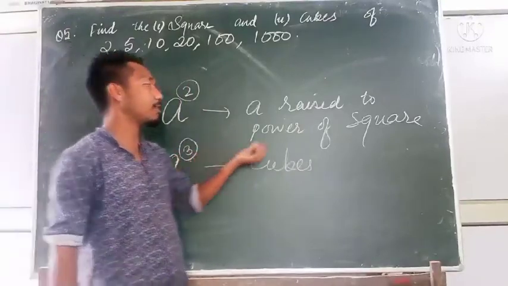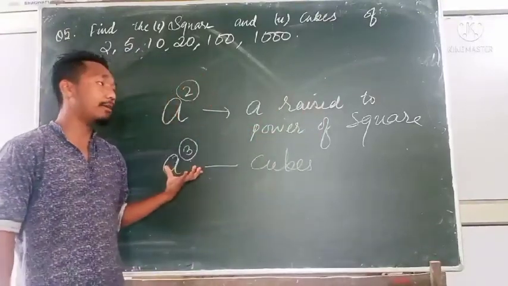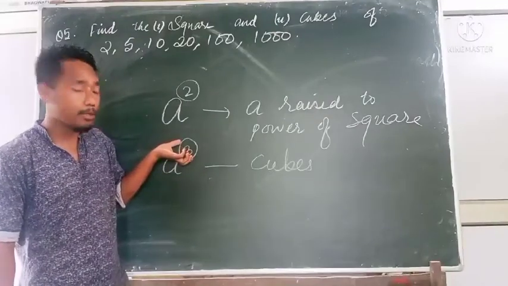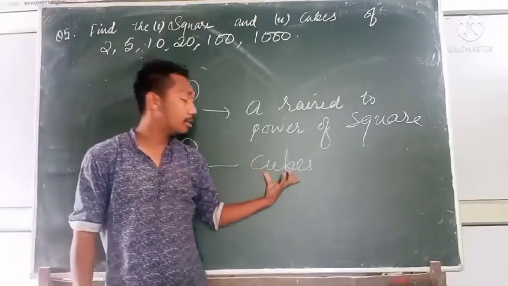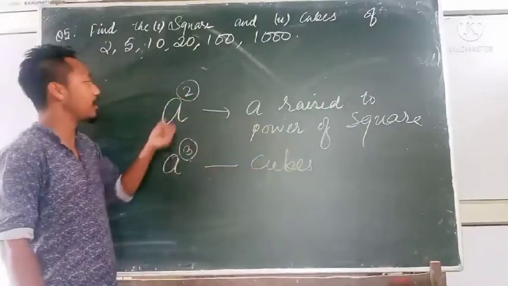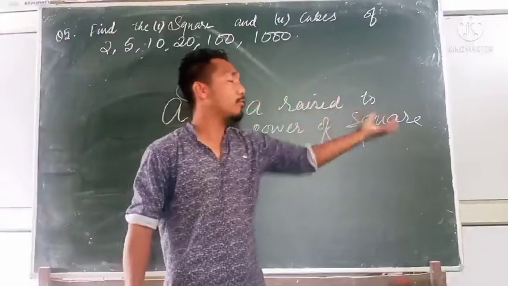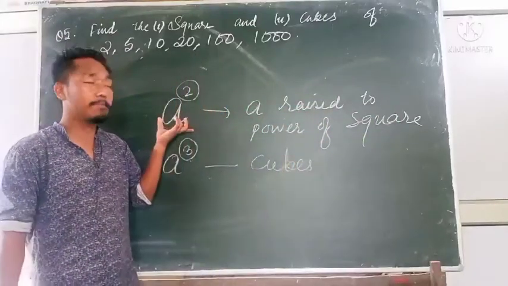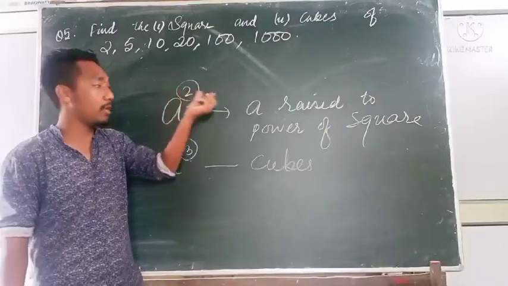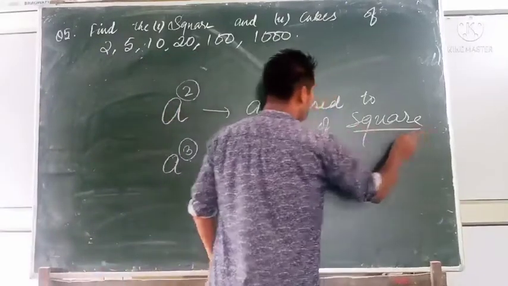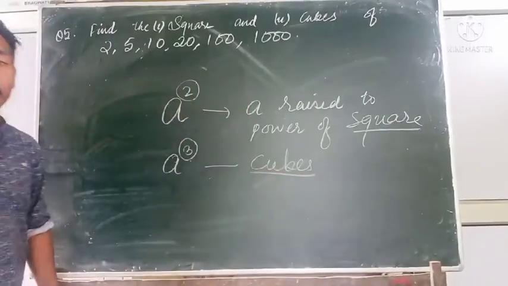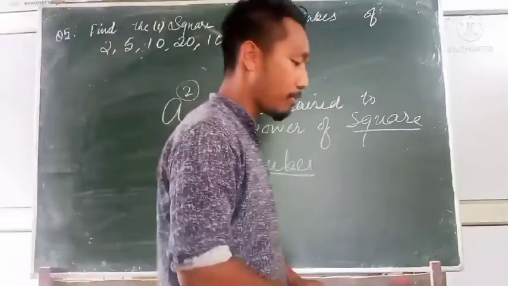That means a raised to the power of cube. If the power is 3, then we read it as a cube, or a raised to the power 3, or a raised to the power 2 also we can say. Here, if the exponent is 2, we say this is a square, and if the exponent is 3, we say this is a cube.